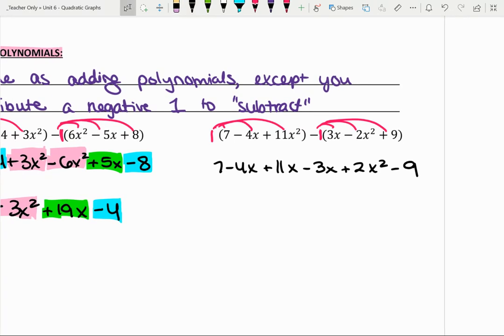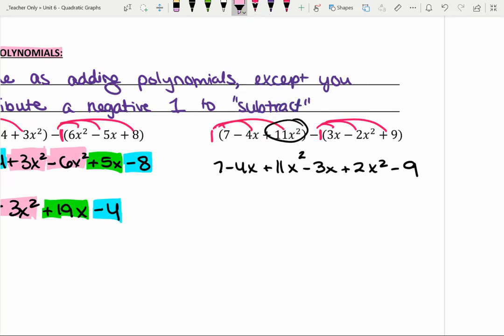So, oops, I made a mistake here. Maybe you caught it. When I was rewriting my 11x squared, I rewrote it as 11x. That's kind of a big deal there. So keep an eye out. Like I said, it's really easy to make those mistakes. So double check, pay attention to what you did in there.